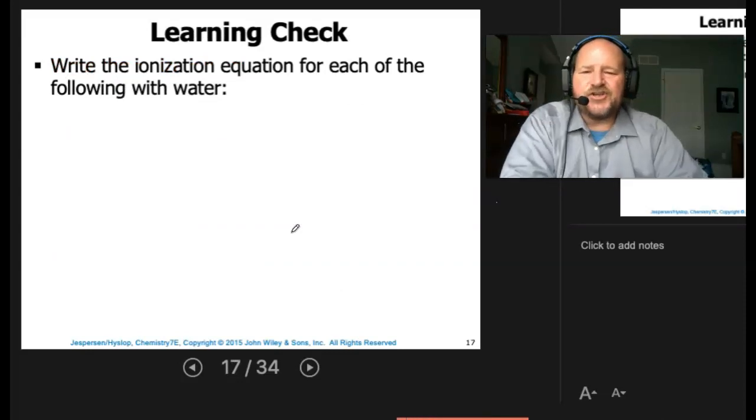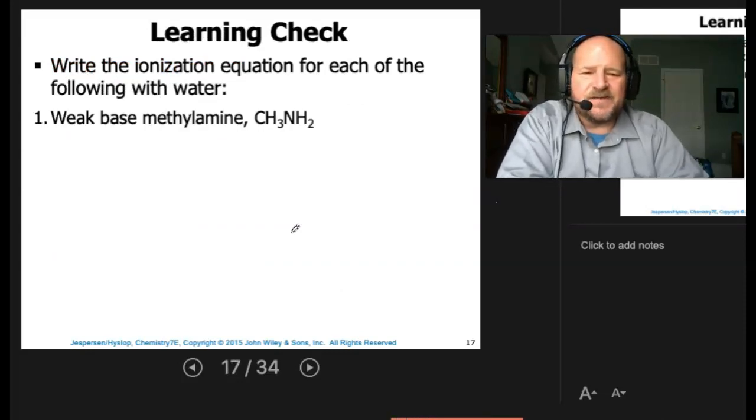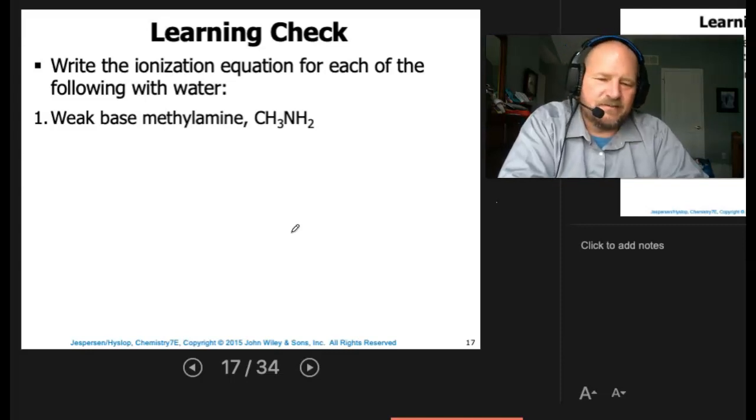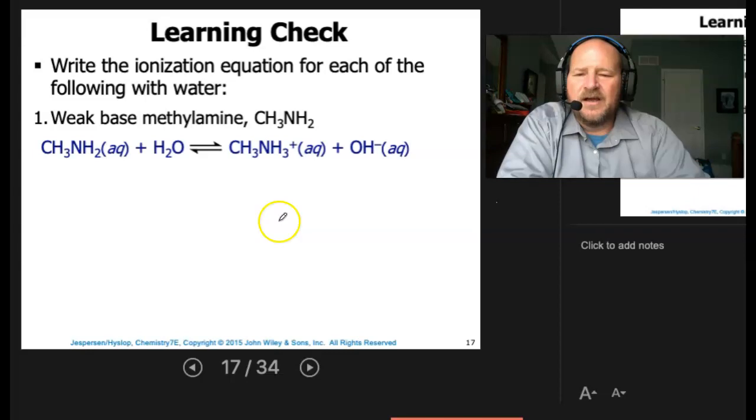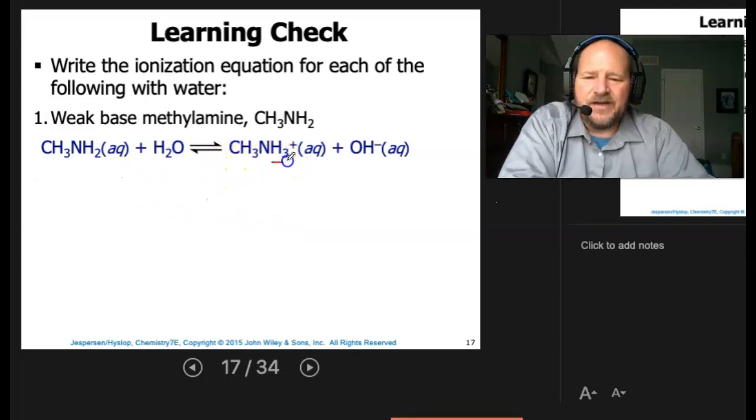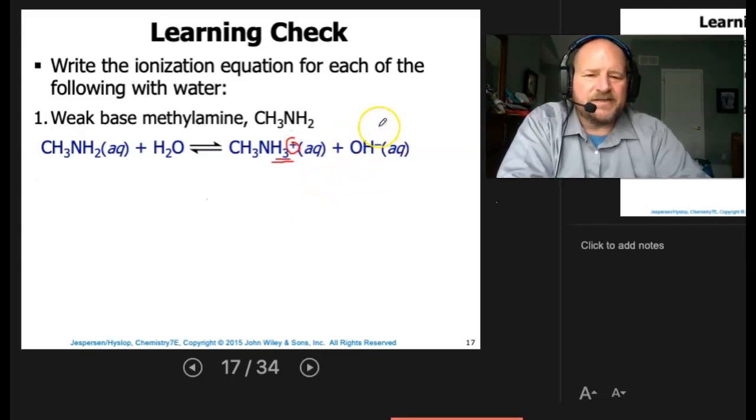All right, so write the ionization equation for each of the following with water. So I'm going to take a weak base, methylamine, CH3NH2, and I want to write that with water. So I'm going to take water, add it to the CH3NH2. We know that we're being told methylamine is a weak base, which means it's either going to accept a proton or donate a proton. And hopefully you said it's going to accept a proton. And so here we can see CH3NH3 with a plus charge, and it's going to produce that OH minus.